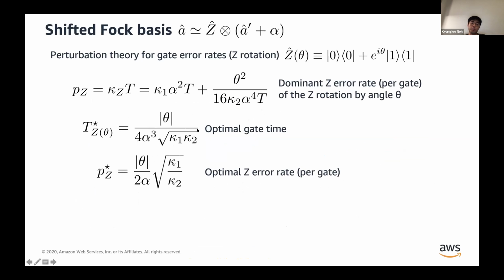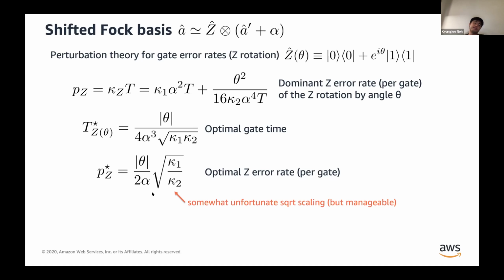And then once we balance the gate time, we end up realizing that the dominant Z error rate of the gate scales like root kappa 1 over kappa 2. And that's a little bit unfortunate in the sense that this kappa 1 over kappa 2 is kind of like a physical error rate. It's the ratio between the good dissipation versus the bad dissipation. So physically, right now, the state of the art, I believe, is kappa 1 over kappa 2 of 10 to the minus 2. And we are thinking of engineering some system that has kappa 1 over kappa 2 of like 10 to the minus 4 or even maybe 10 to the minus 5.